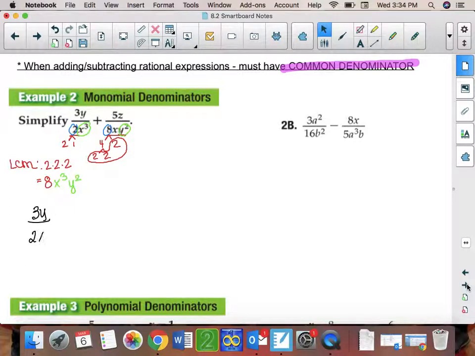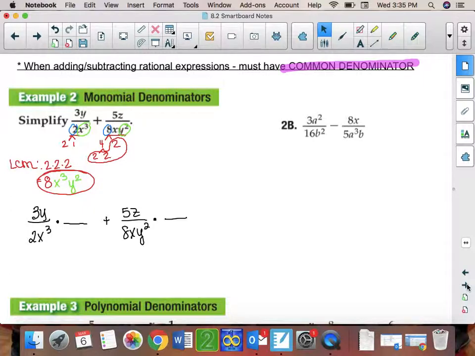So what's going to happen is I'm going to go ahead and rewrite these fractions. So I have this 3y over 2x cubed, and I'm going to leave a space there. Plus, I have this 5z over 8xy squared, and I'm going to leave a space. And so what I'm trying to do is I'm trying to get these to have a denominator of this right here. I need both of them to have a denominator of 8x cubed y squared.